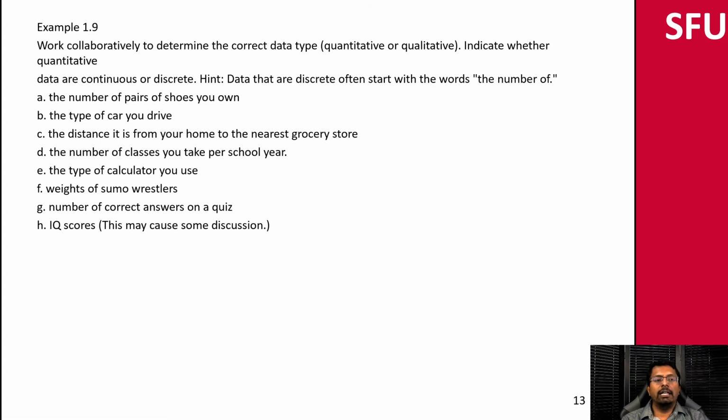So in this list, A, D, and G are quantitative discrete. A is a number, D is the number of classes you take per year, and G is the number of correct answers in a quiz. These are quantitative and discrete. B and E are qualitative, like the type of car you drive and the type of calculator you use. The rest, like the distance, are continuous, and the weights are also continuous, and they are quantitative random variables.